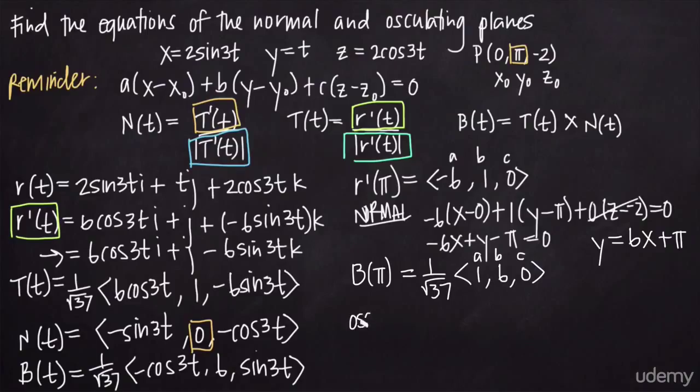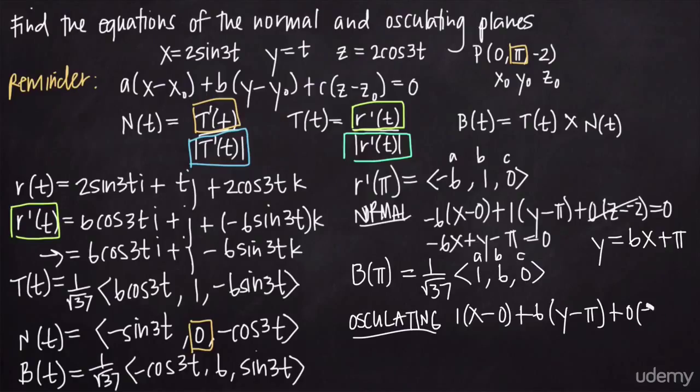So then we're going to go ahead and say that the equation of the oscillating plane here is going to be a, which in our case is 1, times x minus x sub 0, which is 0, then plus b, which is going to be 6, so plus 6 times y minus y sub 0, which is pi, plus c, which in our case is 0, times z minus z sub 0, which is a negative 2, so z minus a negative 2 is z plus 2, and that's going to be equal to 0. So now we just simplify, and here we get x plus 6y minus 6 pi. The 0 is going to cancel this whole term, so it'll just be equal to 0.